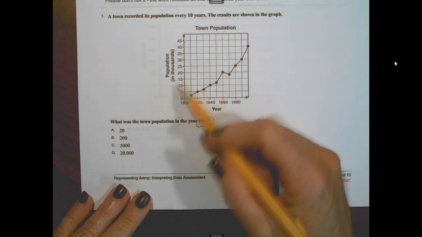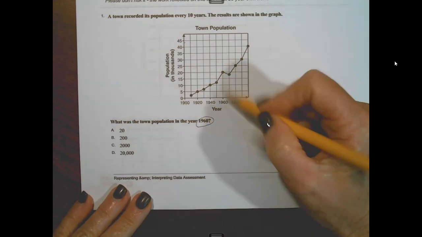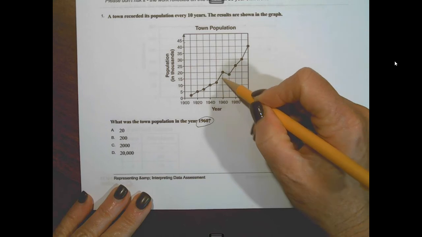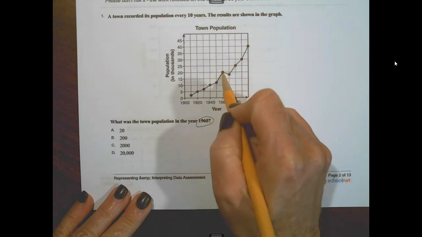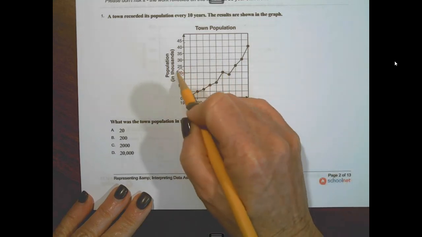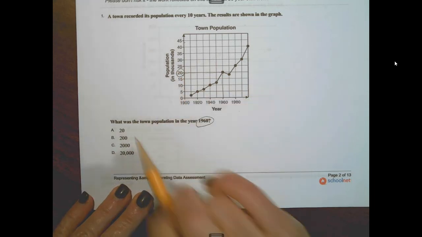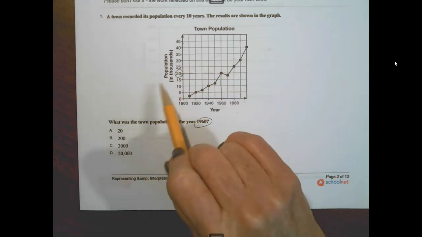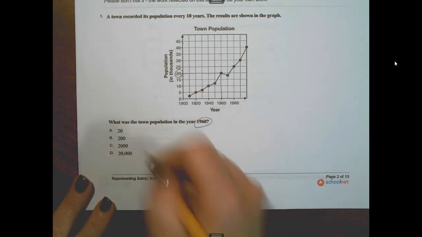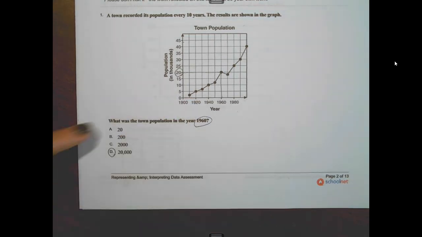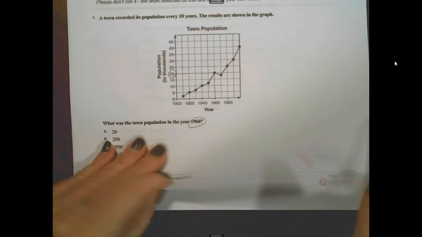All right, so the question is, what was the town population in the year 1960? So we locate 1960 along the x-axis. We follow it up. Here's our data point. We follow it over and see a 20 here. So be careful. That's not 20 people. It's 20,000 people. And a couple of you picked the decoy answer A just because you weren't paying attention to that. All right, let's look at number 2.